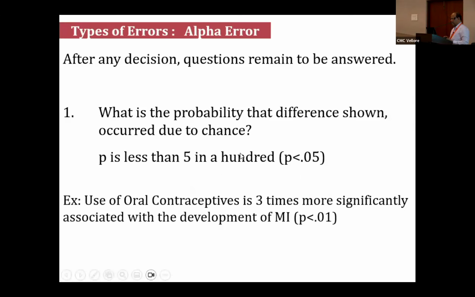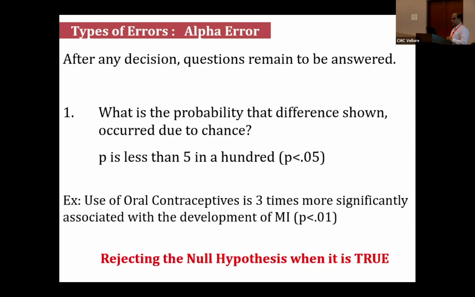Therefore, another concept: I said type 1 error is your p-value. When you say the p-value is p less than 0.05, what does it mean to us? Anybody would like to comment? Over 95% of the time, it is not due to chance. In other words, and it's easy to remember, the probability of making a mistake is less than 0.05.